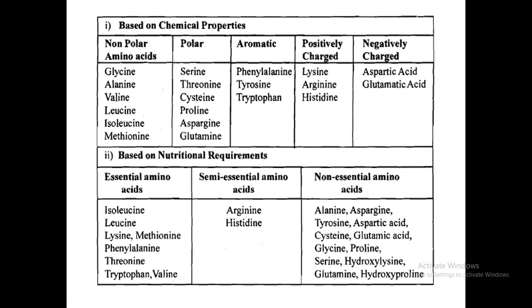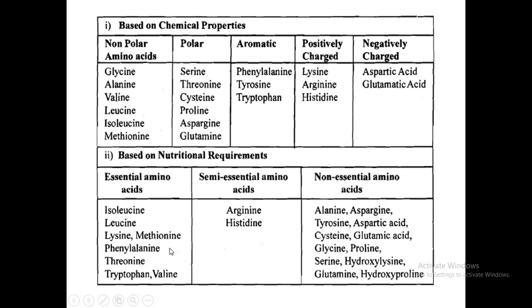One by one we will study each class in the coming slides, but just keep in mind here that amino acids can be classified either on the basis of the chemical properties of their side chain or the polarity of the side chain, and the other classification is based on the nutritional requirement of amino acids. On this basis, amino acids can be classified into essential, non-essential and semi-essential amino acids.